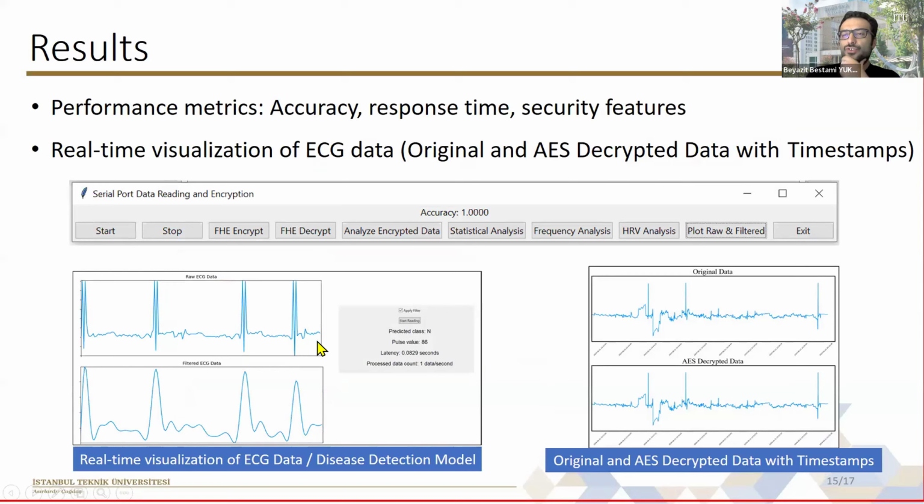As shown here in the visualizations, both original and encrypted ECG data are displayed simultaneously in real time along with the timestamps. This not only supports accurate monitoring, but also highlights the system's capability to maintain data security during high-accuracy analysis, making it ideal for remote patient monitoring scenarios. This is just a simple interface. Of course, it can be developed, but this is a proof of concept that works.